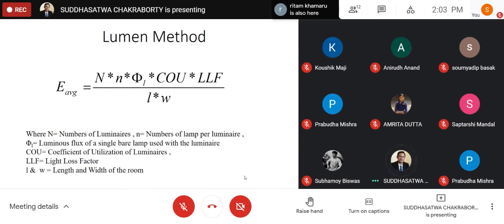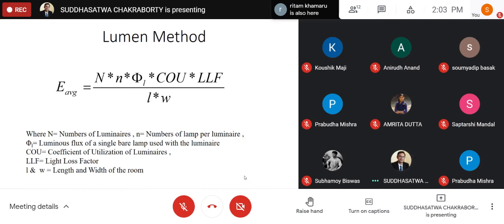Capital N, the number of luminaires. Small n, number of lamps per luminaire. Phi L is basically the luminous flux of a single bare lamp used with a luminaire. And COU, we have talked about earlier, the coefficient of utilization, how much light is getting utilized. And last, a new parameter is the light loss factor, LLF we used to call it. That's what I am going to explain.